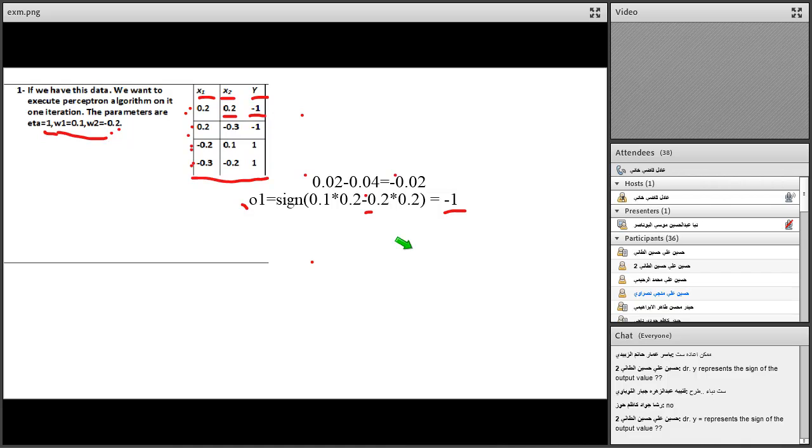No, the Y is not the sign of the output value. The Y is the target output. We compare the target output with the prediction output. The prediction output is O. We compare it with Y. If they are not equal, we update the weights. No problem.